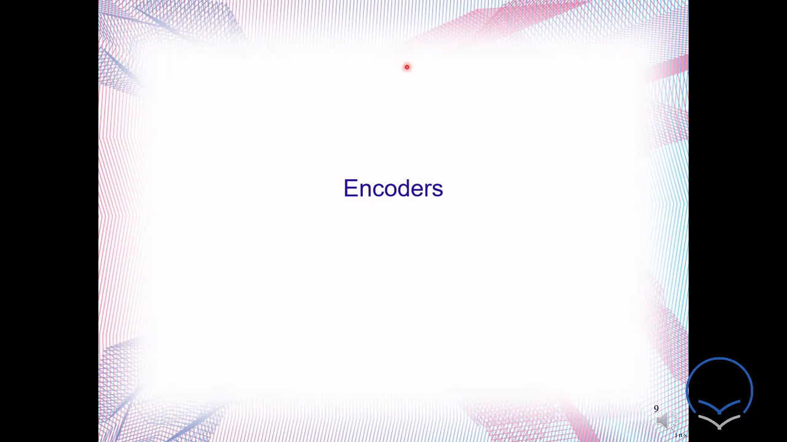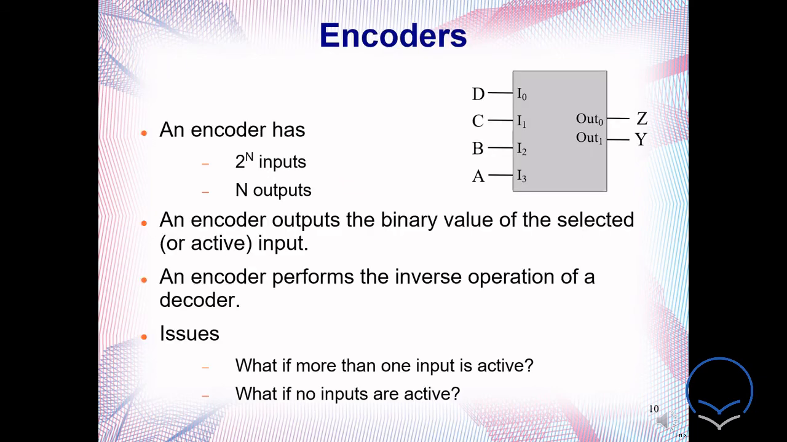Now start with the encoder. Let me use the laser pointer again. In the encoder, you can see you have 4 inputs, 2 outputs. What does it mean? You have 2 to the power n inputs and n outputs. That means if you have 2 outputs, you have 2 to the power 2, 4 inputs. An encoder outputs the binary value of the selected or active input. An encoder performs the inverse operation of a decoder.